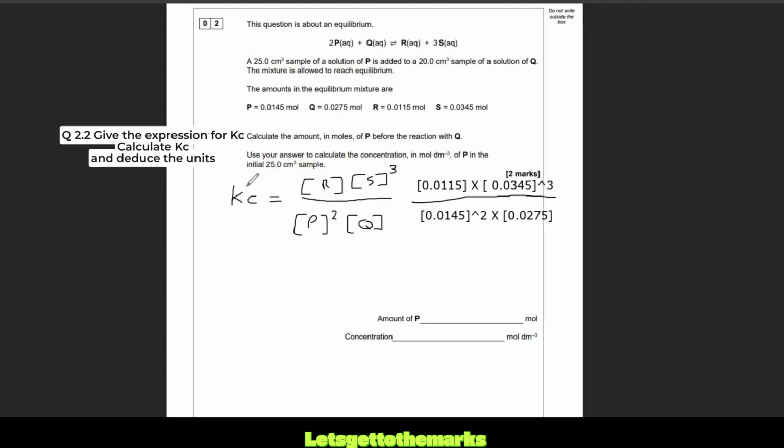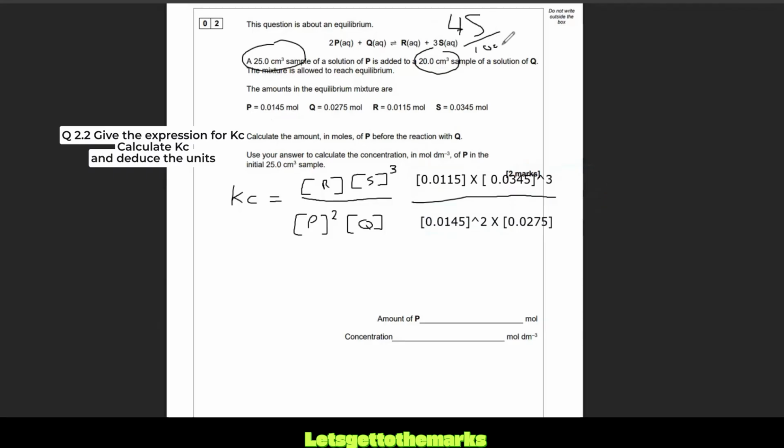So what I suggest you do here, by the way, if we do this, we're not going to get all of the marks because this is moles. That square bracket means concentration. So of course, I need to divide everything in this expression by 0.045. And why 0.045? Well, there's a total volume of 45 centimeter cubed. If we divide that by 1,000, we get 0.045, and that is going to be decimeters cubed. So I need the concentrations of these bad boys. So let's just assume this is 0.045.